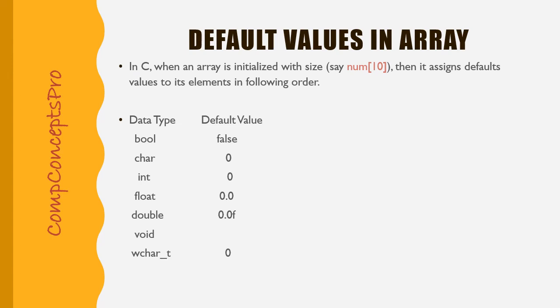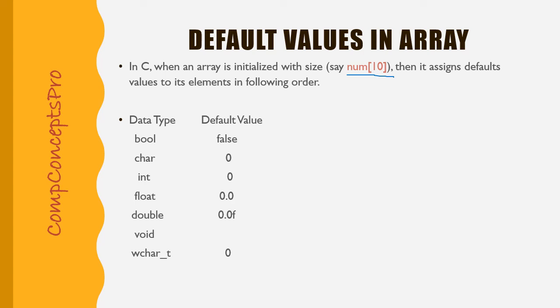Now I will tell you about the default values stored in the array. Default values means if we only initialize the array like this, num[10], where num is the user defined name, which means it is the variable name for the array, and the size is 10. That means we want to store 10 elements in the array, but as of now we have not stored any values in the array. Then in that case, the programming language itself will store default values in that.